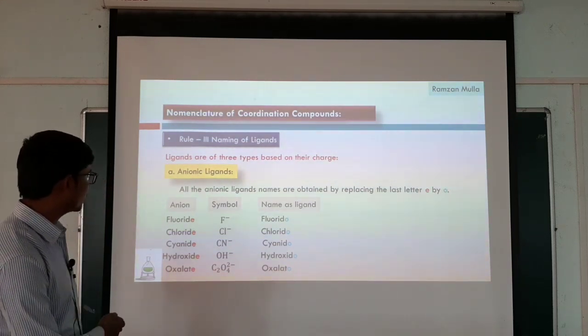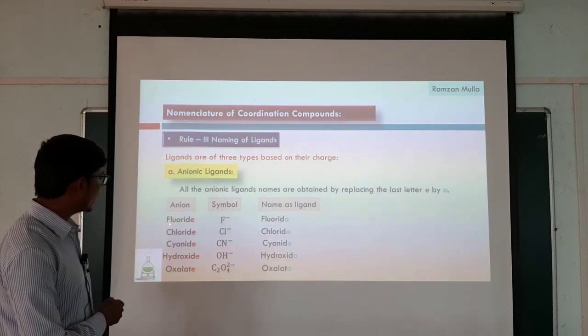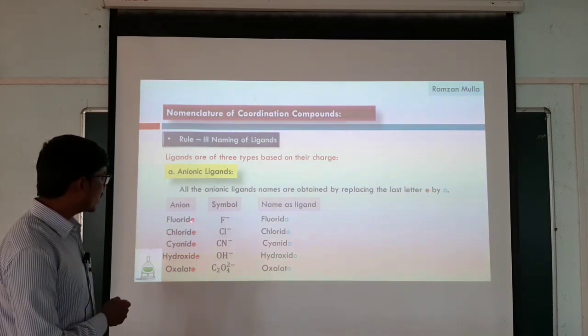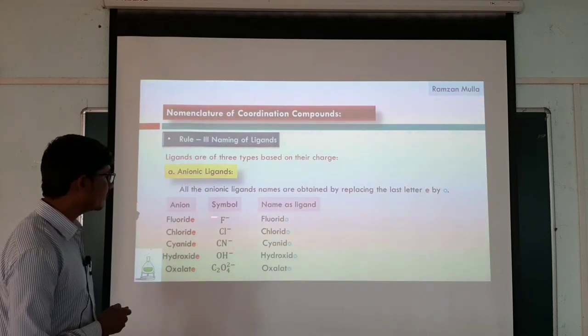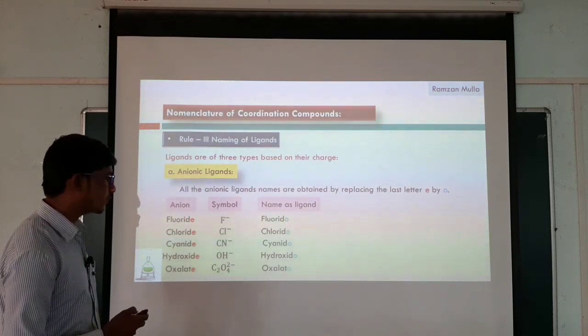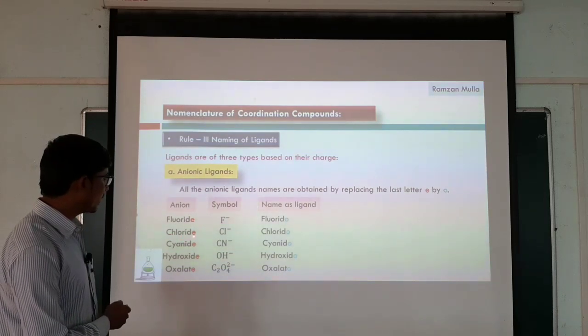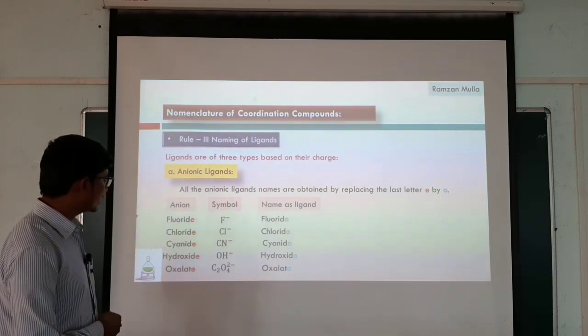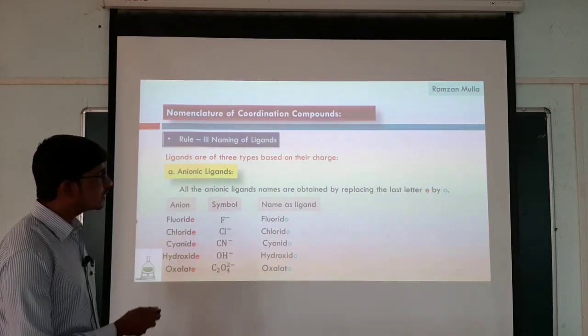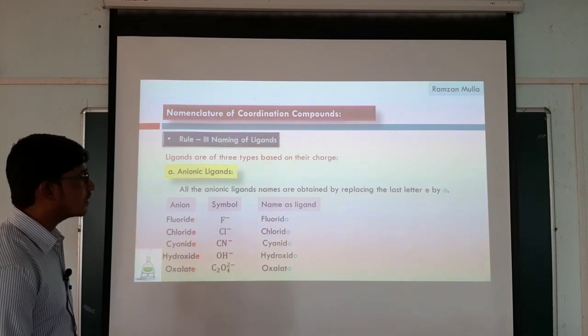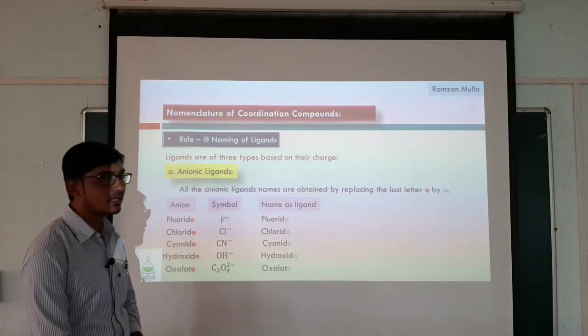Here we have some examples. We have the anion fluoride. In order to make it a ligand, we have to replace the ending E by O so that it becomes fluorido. Similarly, chloride becomes chlorido, cyanide becomes cyanido, hydroxide becomes hydroxido, and oxalate becomes oxalato. So there we have the rules for writing these anionic ligands.